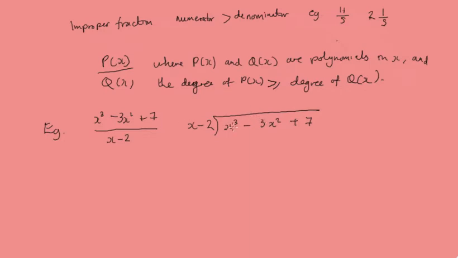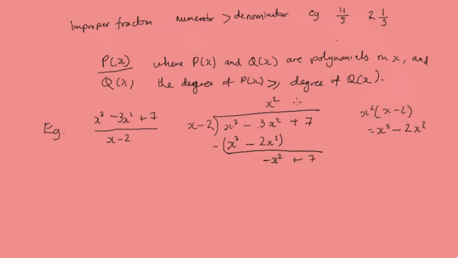So the highest degree here is x cubed, so we go to the next one, x squared. So we times x squared by that, so x squared times x minus 2 is going to be x cubed minus 2x squared, and we put this in here, and then we're going to subtract this. So x cubed take away x cubed is 0, then we've got minus 3x squared, minus, and a minus is a plus, so that's then going to just be minus x squared, and the 7 just falls down.